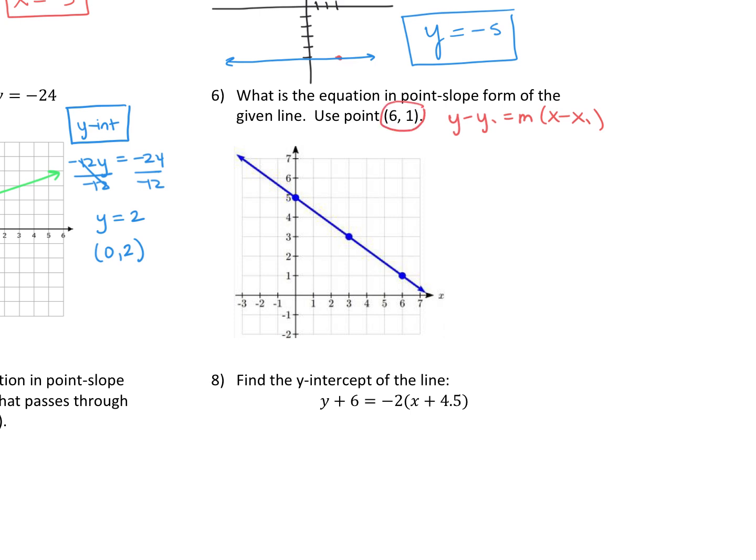So here's the point they want us to use. If I look at the graph, 6, 1, over 6 up 1, that's where that ordered pair is.